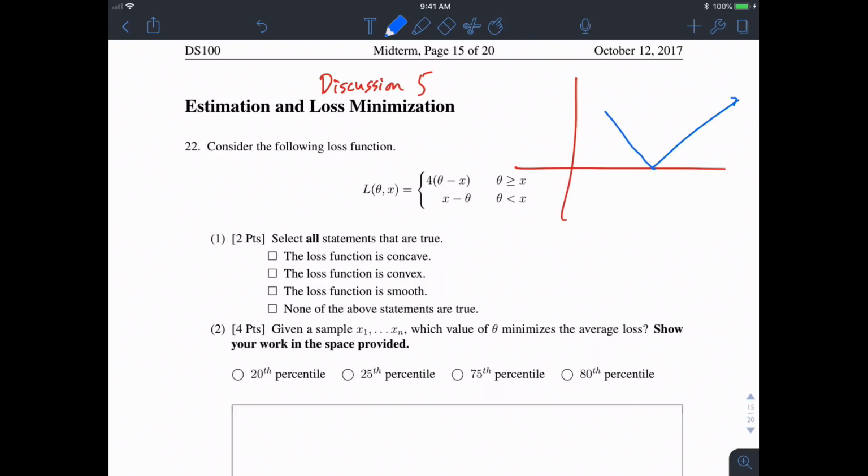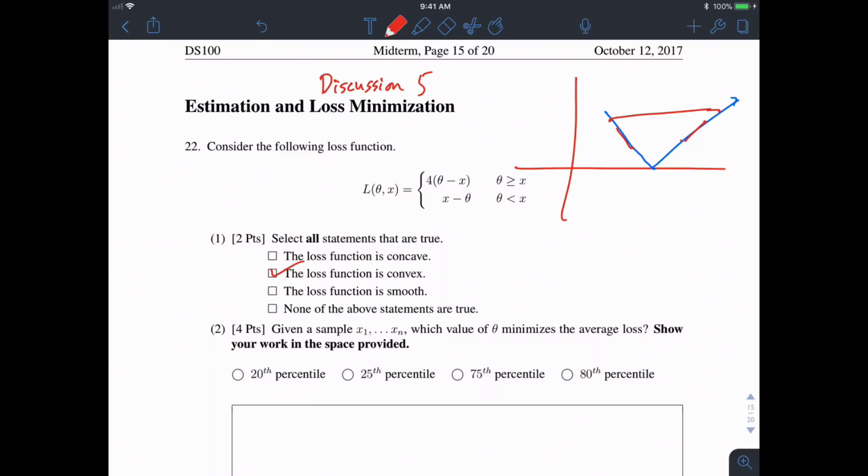Something like that, okay? And this function is indeed convex, okay? Because any secant line that I draw between any 2 points on this function will either be on the function or above it. If I pick 2 points that are on the same half of the function, like for example these 2 points or these 2 points, of course the secant line will be exactly on the function. But if I pick 2 points that are on different halves, the secant line will be above the function. So either way, that satisfies the definition of convexity.